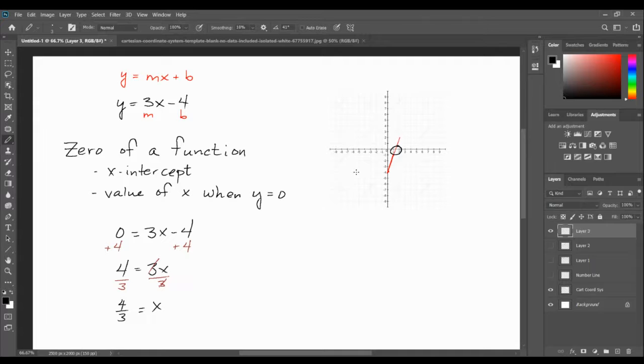They may ask for an ordered pair, in which case we would type 4/3, comma 0. That would be the ordered pair. The 0 itself is 4/3.